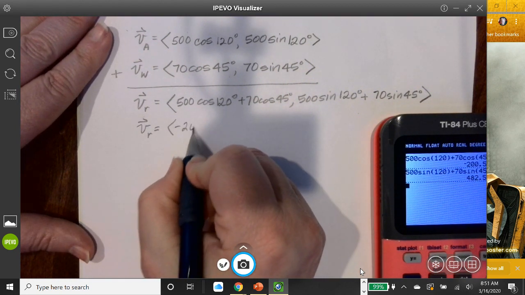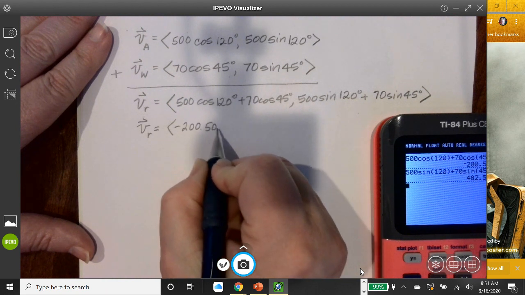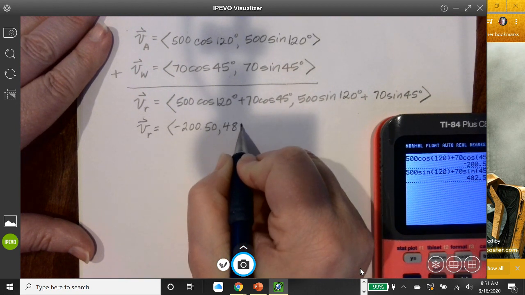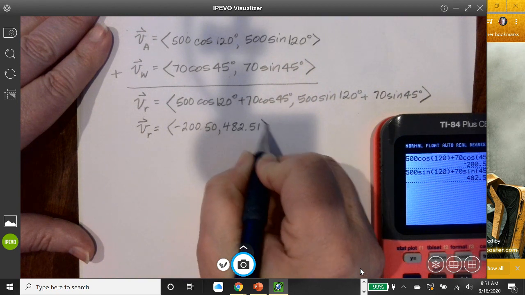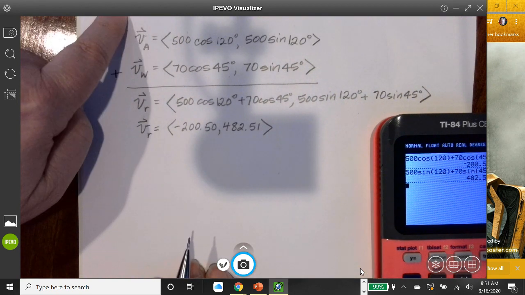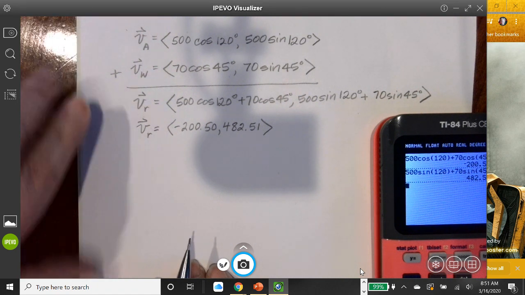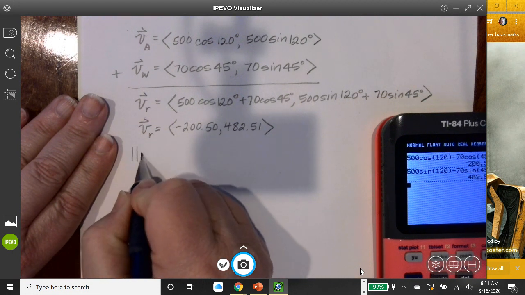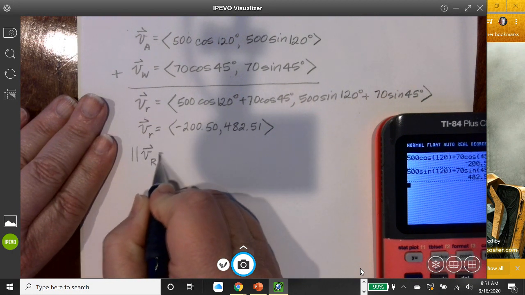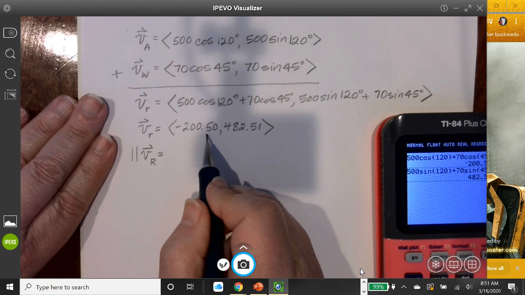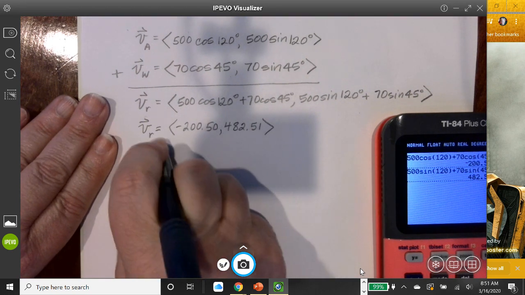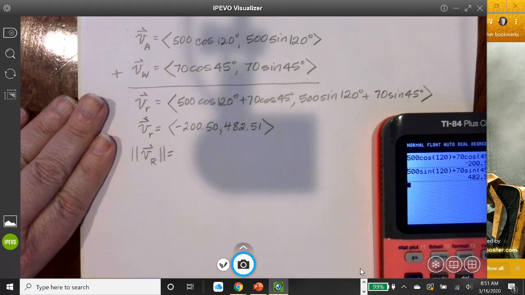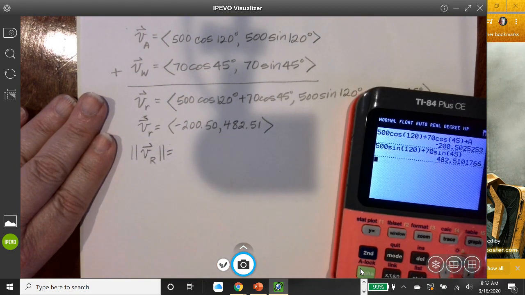All right, negative 200.50 and then 482.51. So let's see if that makes sense with our picture. I went over 200 and up 482. That looks reasonable. All right, but that's the resultant vector. I want its magnitude. And this is a second quadrant angle because the x component is negative. Right? Oh, I forgot to store this one in B. There it is. I stored it in B now.